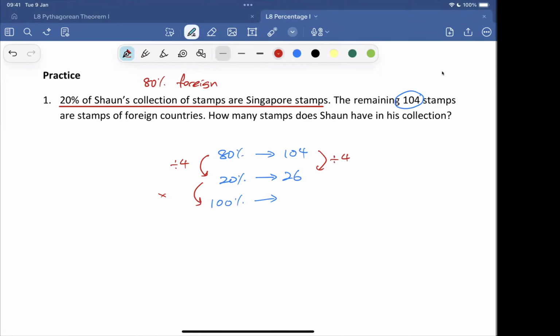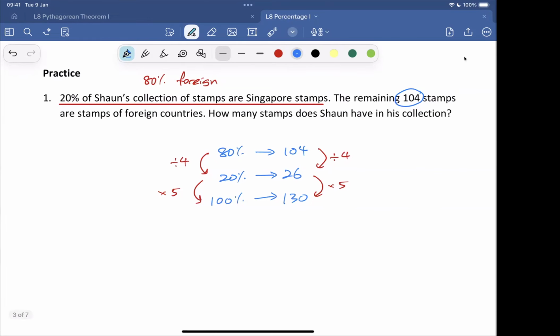Sorry, 100 times 26 is wrong. Can you look here? From 20%, times 5, equals 26 times 5. Yes, and you will get the answer. Very good. Was this easy or difficult? Very easy. You are right. Thank you, Penelope.